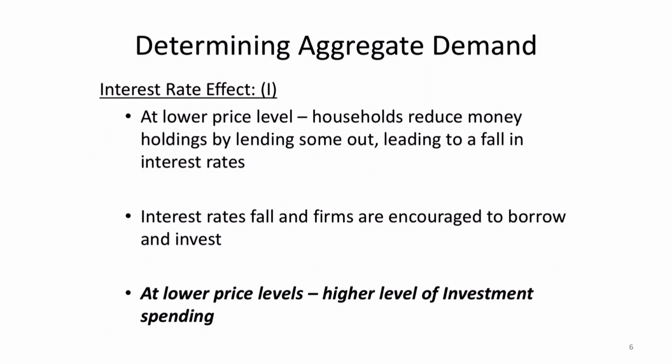The next effect is what we call the interest rate effect. Here, at lower price levels, households are going to reduce their money holdings by lending some of that money out, leading to a fall in interest rates. We're going to talk about this relationship a little bit later on in Module 4. But what we know is that when price levels are low, people might buy the same amount of goods and services, but they have some money left over. They're going to put that money into interest-bearing assets.